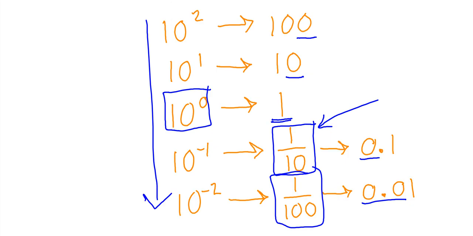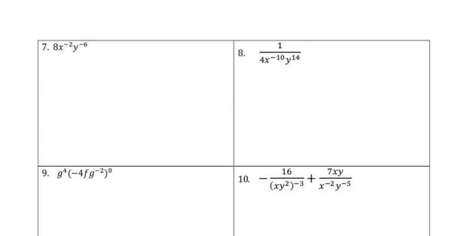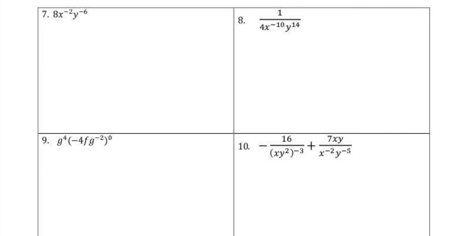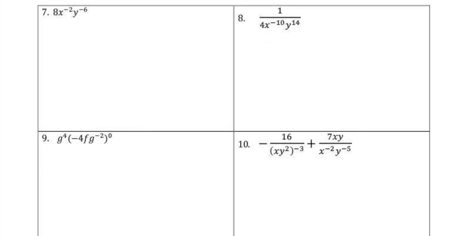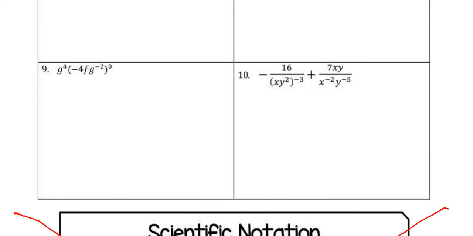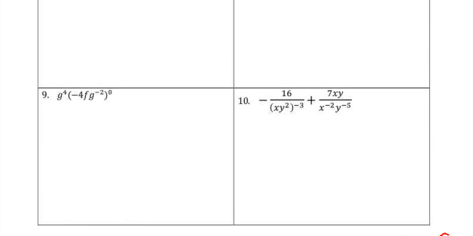Moving on to page 13. We are going to do number 10 because it just looks so beautiful. All right, so let's do number 10. This problem here really ties in everything we've talked about so far. So we really need to be careful as we're solving this problem.